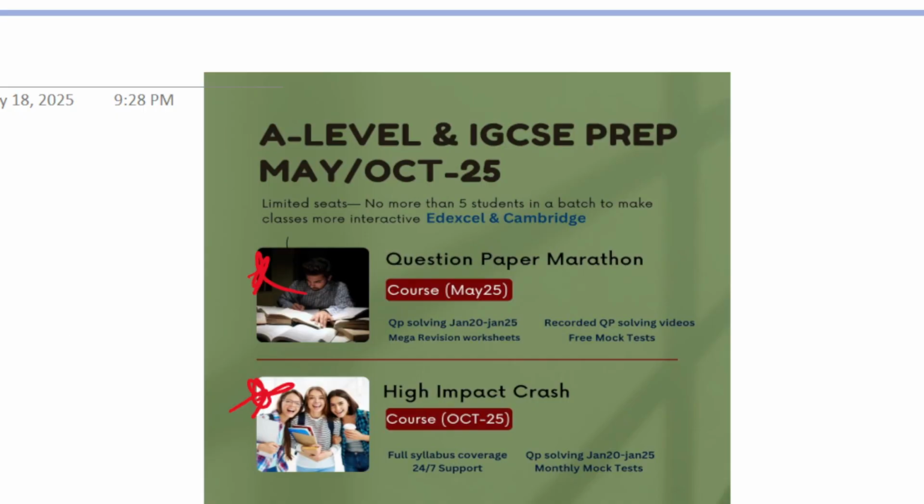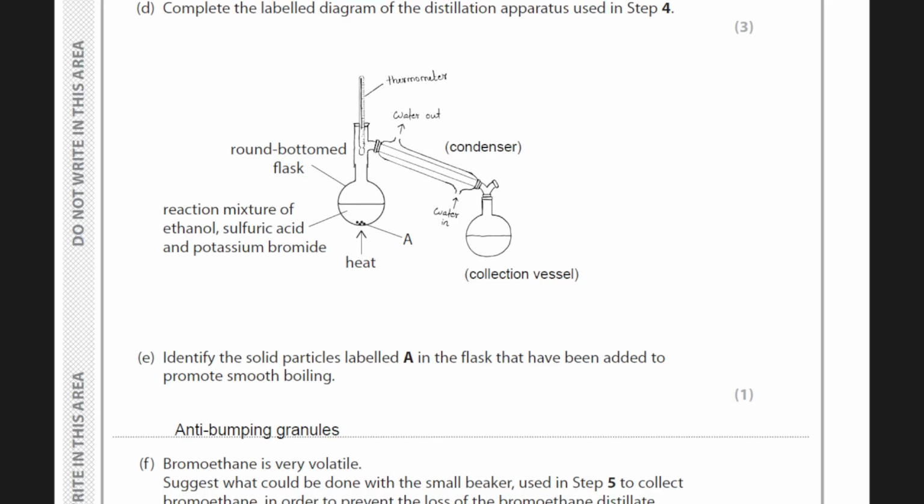The next question says to complete the labeled diagram for the distillation apparatus used in step 4. All right, so basically all you have to do is draw the condenser, and ensure that you provide the correct direction in which the water is taken in and given out. So this is basically a Liebig condenser, and it is always ensured that the water is taken in from the bottom while it is given out from the top.